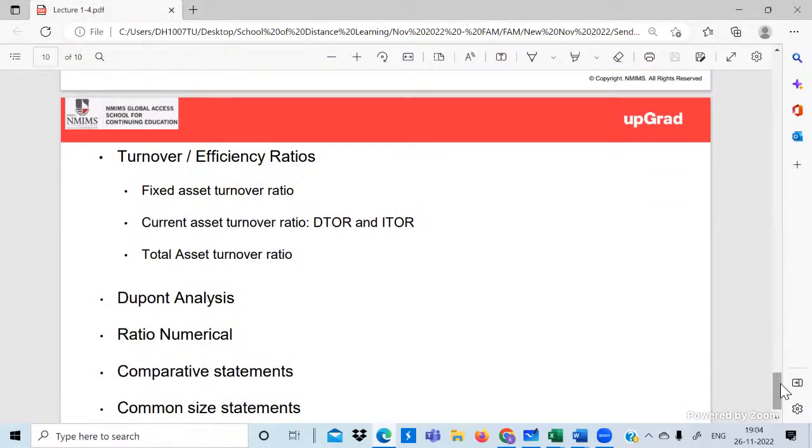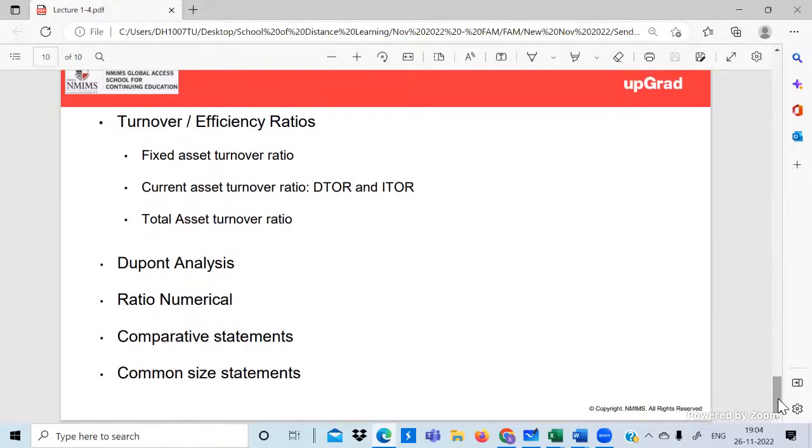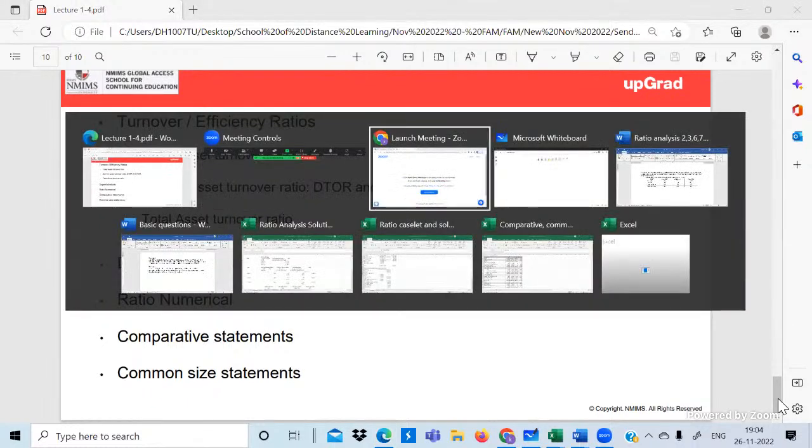If you look at turnover ratio, as the name suggests, the efficiency ratio, you're basically saying how efficiently the company is being run, is being managed. And okay, Yunus has sent a question. Can you please explain cash conversion cycle, operating cycle time? Okay. Yep, Yunus, let's do that.